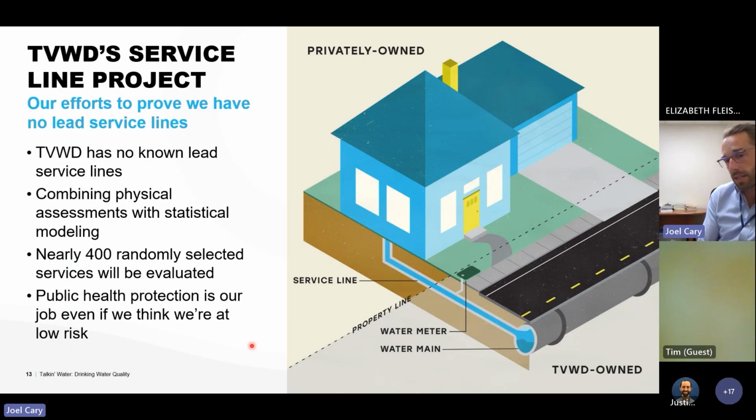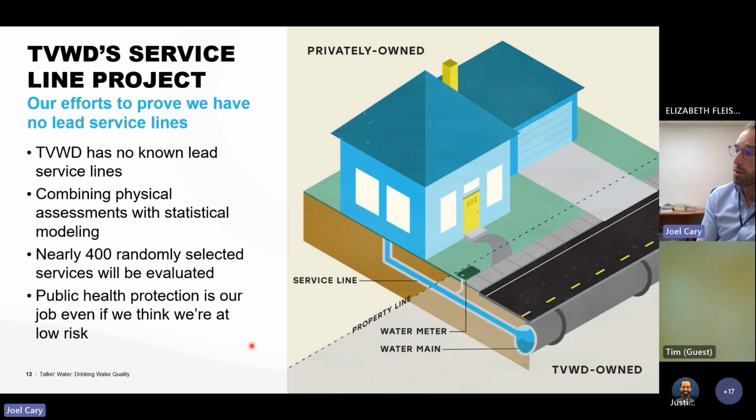We've never found one to date. We don't think we do. So we're taking a very proactive approach to this project. We are combining physical assessments of nearly 400 randomly selected service lines, and then we're going to compare that with some statistical modeling. So our goal with this, even though we feel confident that we don't have lead service lines, it's still our job to protect public health.